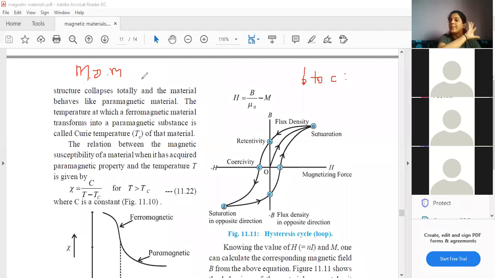So the dipole moments that were aligned, now that alignment will be disturbed. The magnetic intensity, which was the cause for the alignment, now, just because the direction of current has changed, will try to destroy that alignment. Okay, fine.